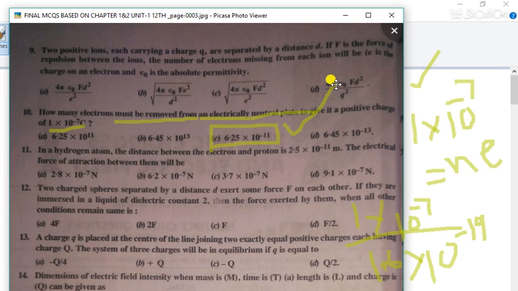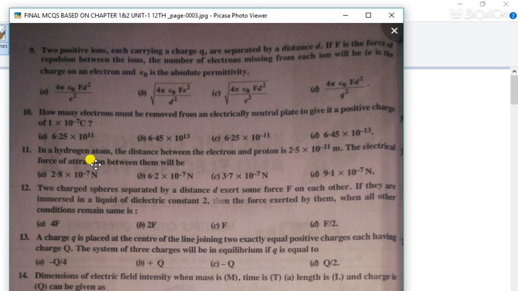I hope the question is clear to you now. And now we are moving to the next question. In a hydrogen atom, the distance between the electron and proton is this. The electrical force due to force of attraction between them will be.